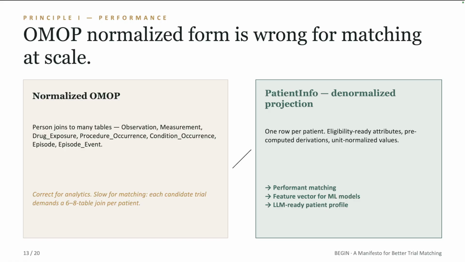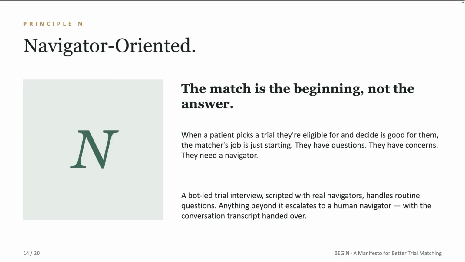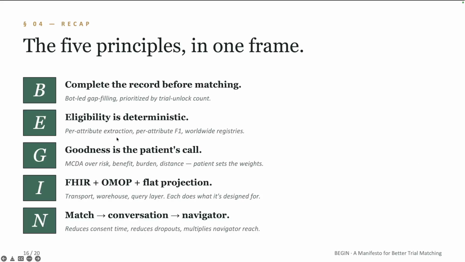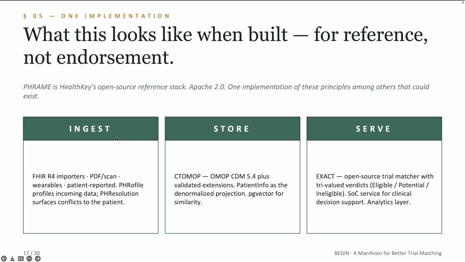The general idea is to have a flattened projection from whatever your database is so you can do high performance matching. Final answer is be navigator oriented. Don't try to replace the patient navigator. Just design it so you can escalate things to the patient navigator. So the benefits of that is that you can have informed consent quality by involving them in the process, dropout reduction, and then you can make the navigators much more productive. So these are the 5 principles.